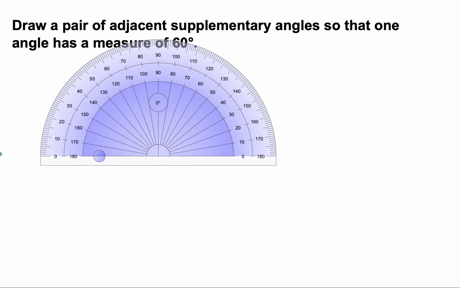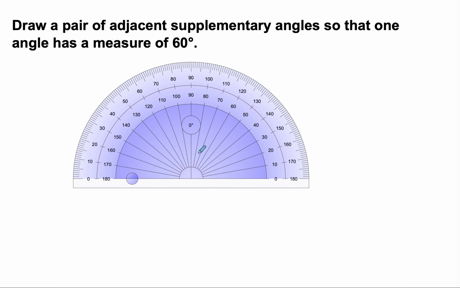All right. Our last type of problem for today is doing constructions with a protractor, just like we did in 7.1. Again, I recommend that you watch part of the first step, pause, and do it on your own with your protractor. You're doing what I'm doing on your paper. All right, draw a pair of adjacent supplementary angles so that one angle has a measure of 60 degrees. All right, so we're going to start by drawing a line using the bottom of that protractor as just a nice straight edge.